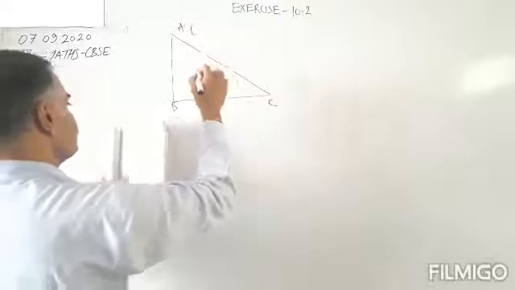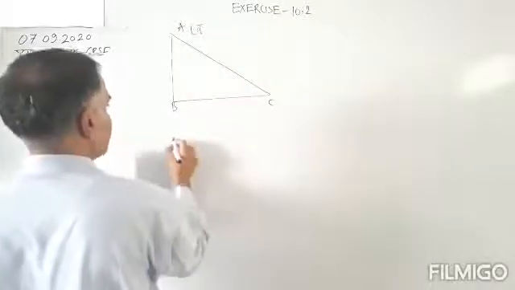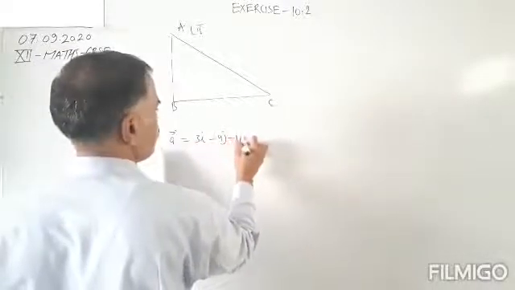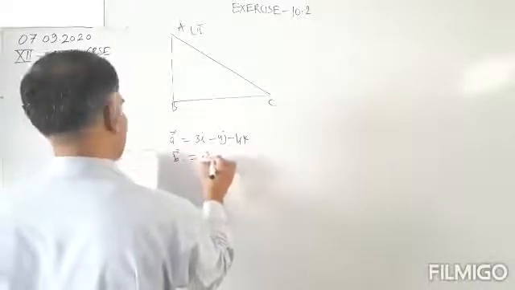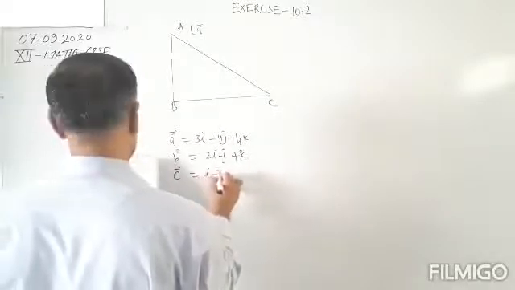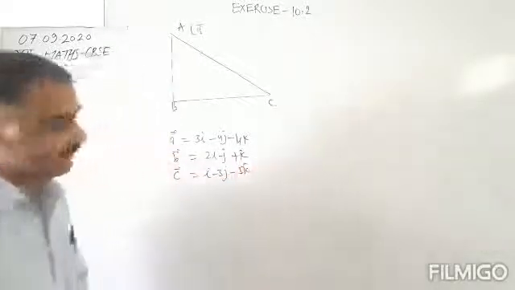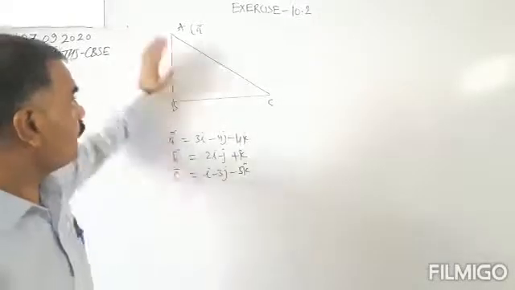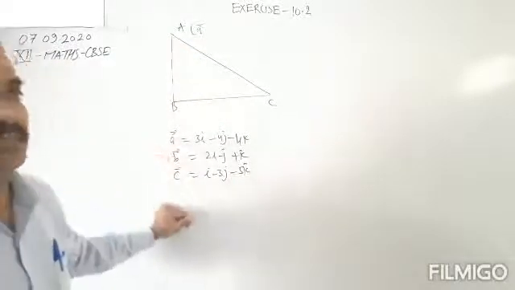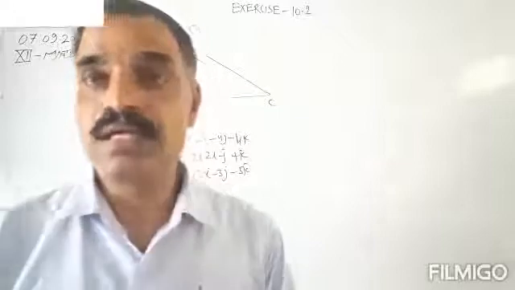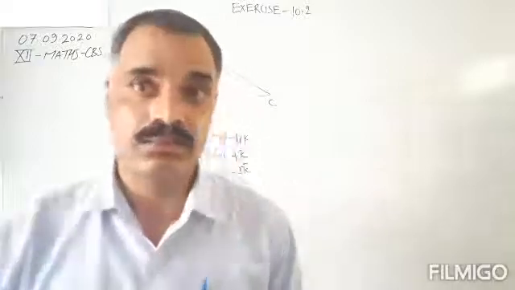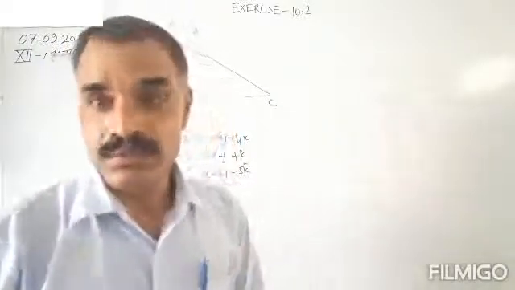So A vector is equal to 3i cap minus 4j cap minus 4k cap. B vector is given as 2i cap minus j cap plus k cap, and C vector is given as i cap minus 3j cap minus 5k cap. So these are the vertices of the triangle, and we want to prove that this triangle is a right triangle. How will you show that the given triangle is a right triangle? Everybody knows we will use the Pythagoras theorem.